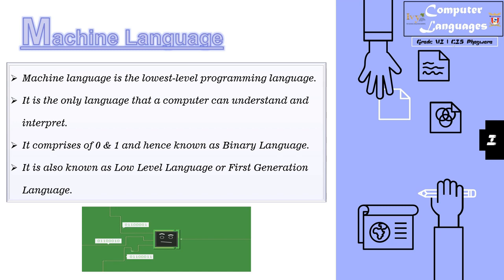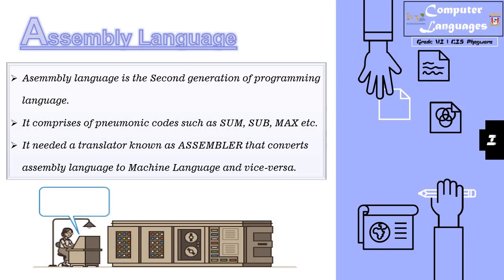So moving on to the second language in the list, that is assembly level language. Now the assembly language is also known as the second generation of programming language. It comprises mnemonic codes such as sum, sub, math, etc. Since it uses mnemonic codes based on English words, it was easier for the user to learn and understand, which proved to be the major problem with machine level language.